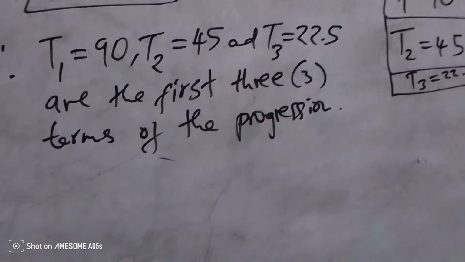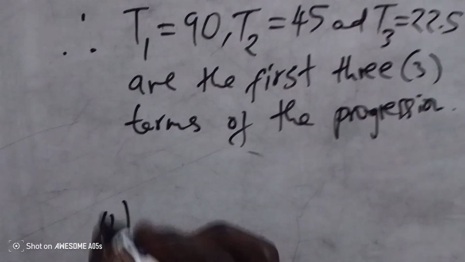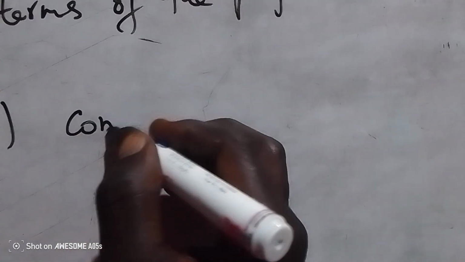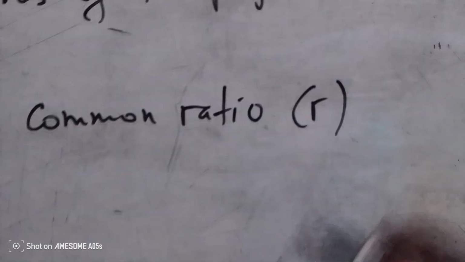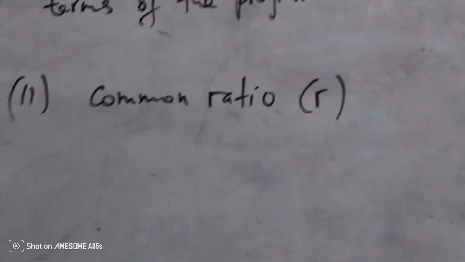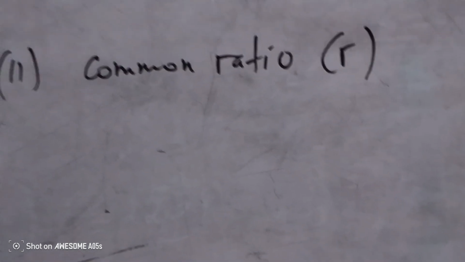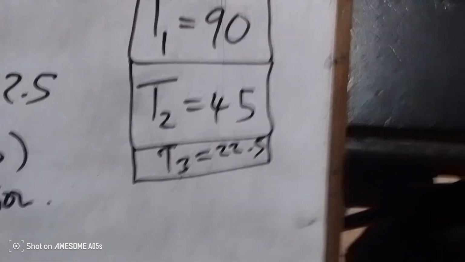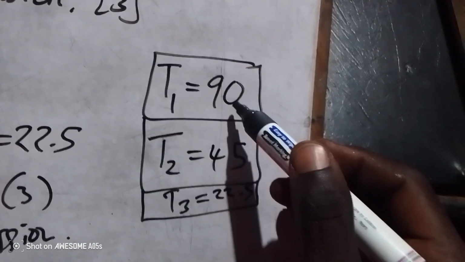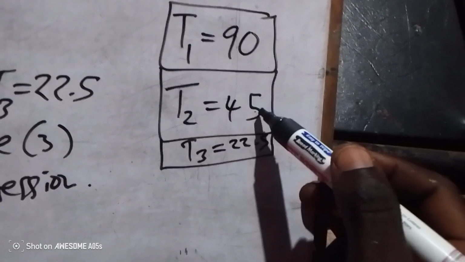So now let's go ahead and find the second question, which is the common ratio. The common ratio, which is R, is a number which you multiply to every term in order to go to the next term in a GP. It's like they're asking you, what number did you multiply 90 by to go to 45? Again, what number did you multiply 45 by to go to 22.5? That is the common ratio.